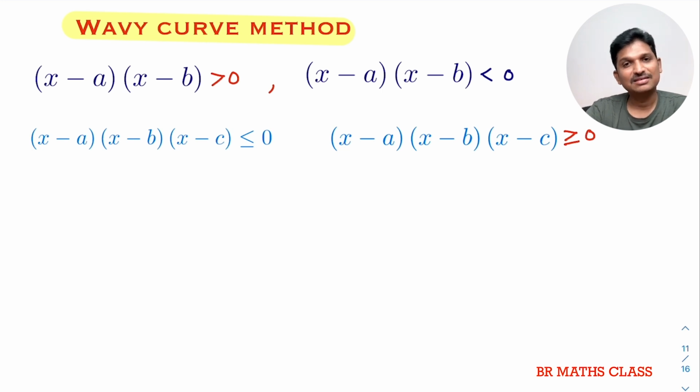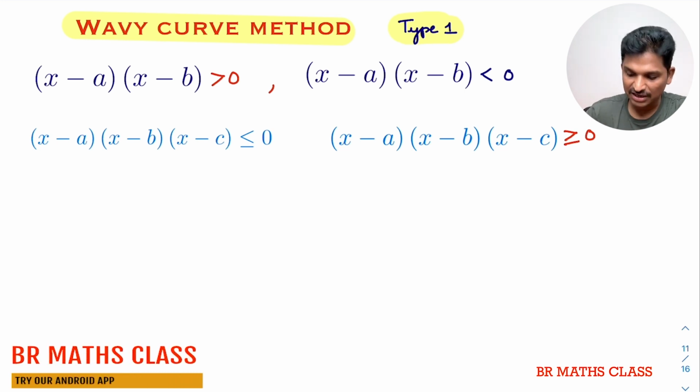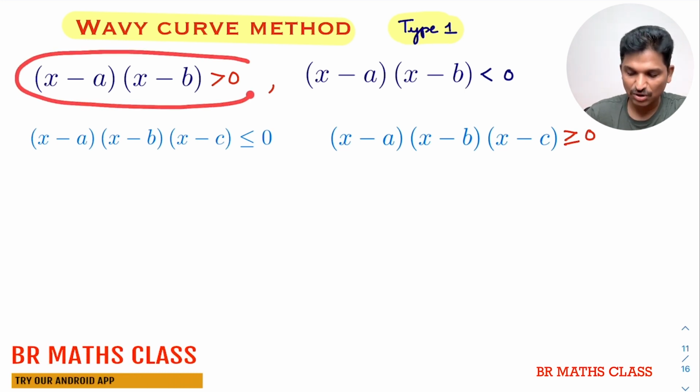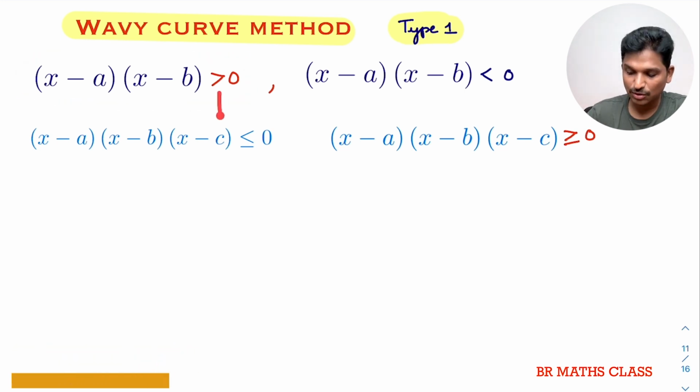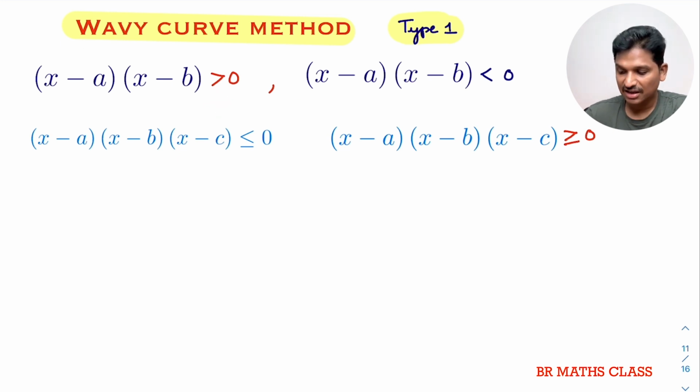This is the second class. In this class, we are going to learn the wavy curve method. In this wavy curve method, 2 to 3 types are there. This is type 1. Okay. How to identify it is type 1? You observe these given inequalities. You see, this is an inequality. Why? Because the inequality sign greater than is there. This is an inequality. What does this type 1 mean?